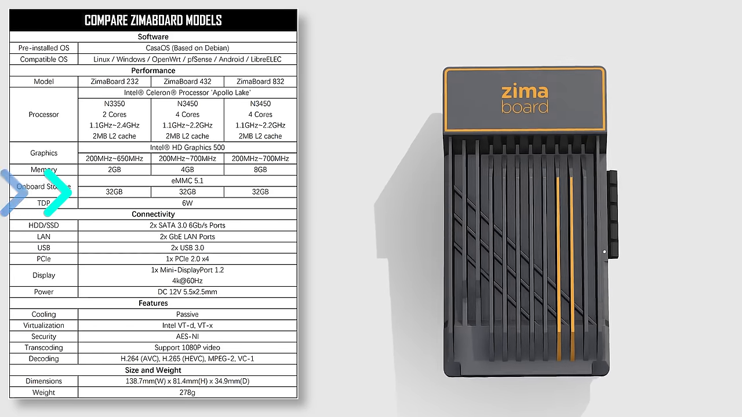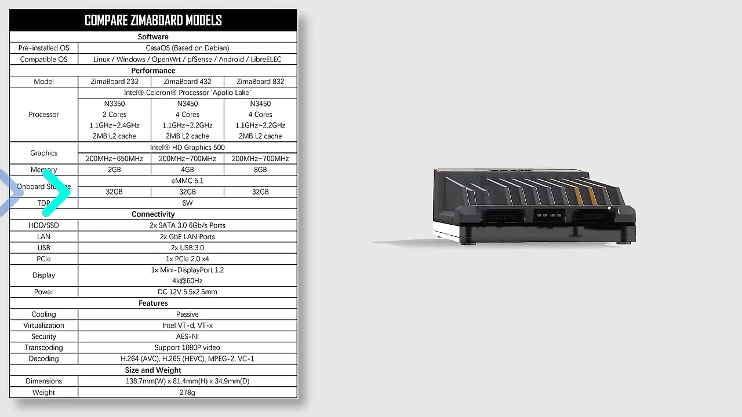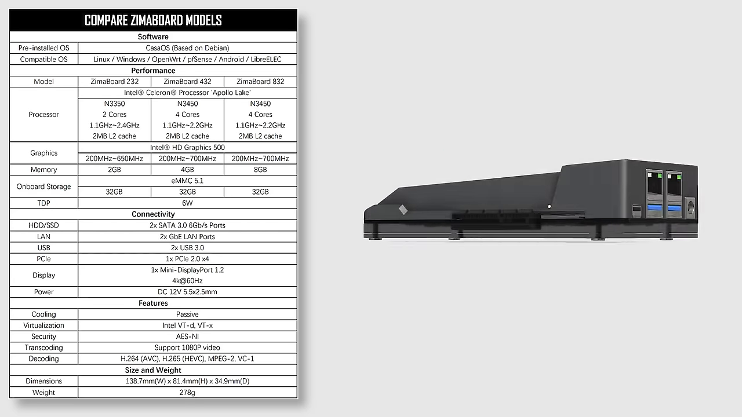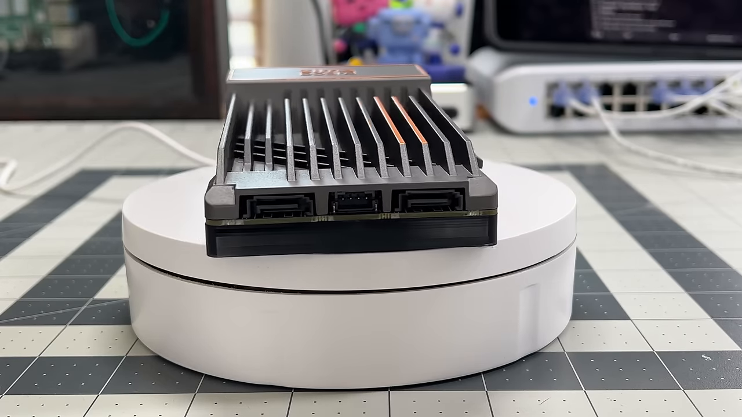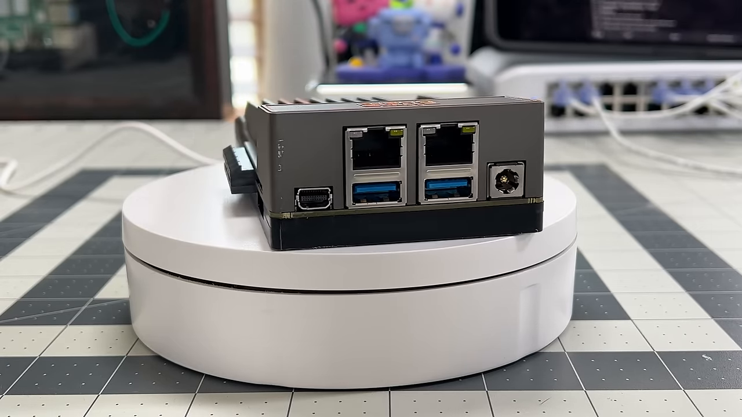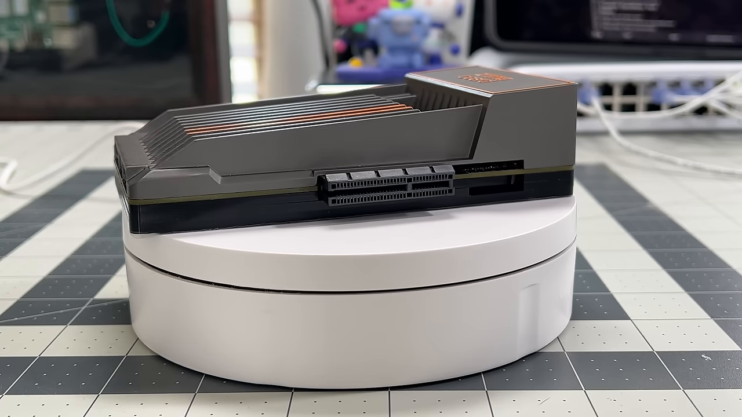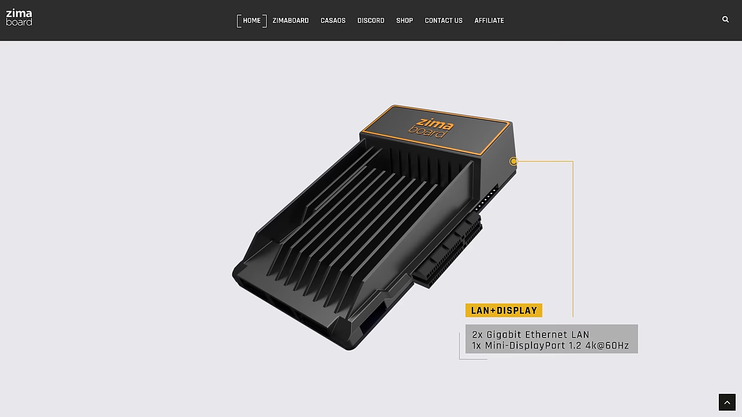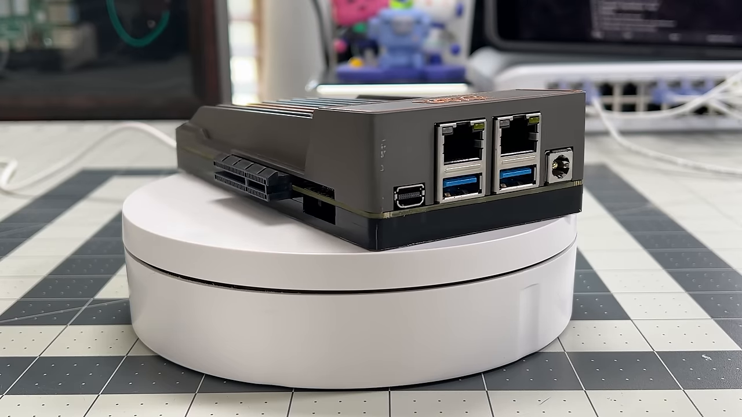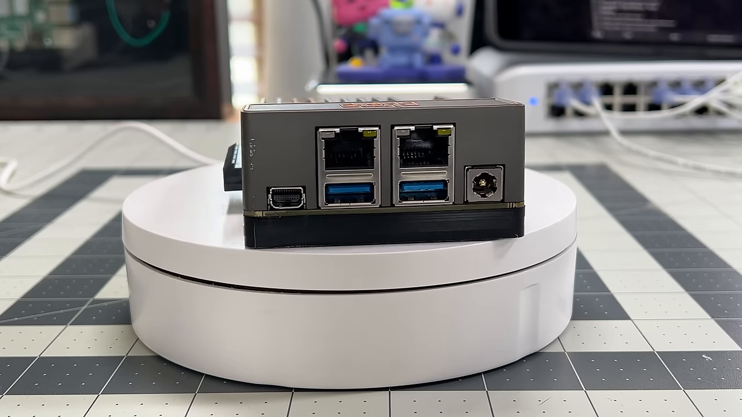Outside of those differences, each ZimaBoard comes with 32 gigs of eMMC storage, 2 SATA ports for disk drives, 2 gigabit LAN ports, 2 USB 3.0 ports, and what makes this different than most kits you see out there is the PCIe slot that you can connect almost any PCIe devices to, but more on that later. It also has a mini DisplayPort that can output 4K 60 and has a TDP of only 6 watts.